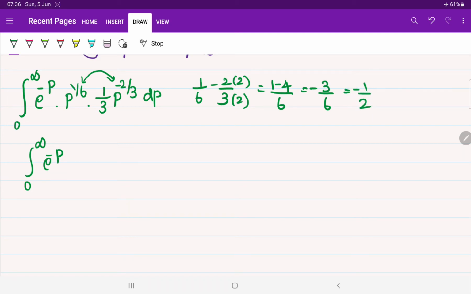Any doubt here? No, sir. So this will become minus 1 by 2. So I can write simply p power minus 1 by 2, and see that this 1 by 3 is constant. You can take it out. I can keep it here with respect to dp.